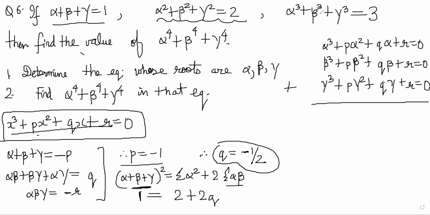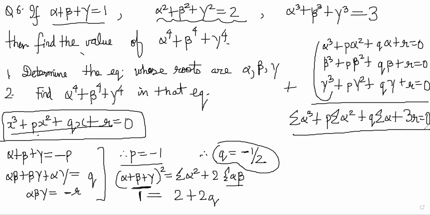If I add these three relations, I get summation of alpha cube plus P into summation of alpha square plus Q into summation of alpha plus 3R is equal to 0, right? So we already know this is 3. We know summation of alpha square is actually 2, so 2P, and summation of alpha is 1, so Q plus 3R is equal to 0, right?